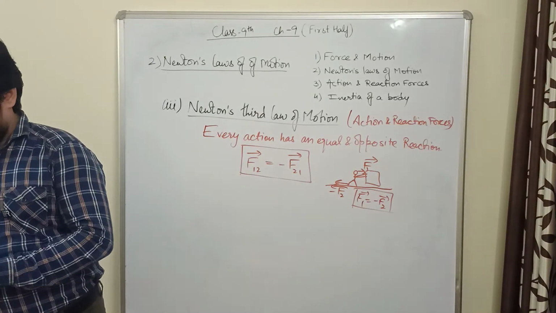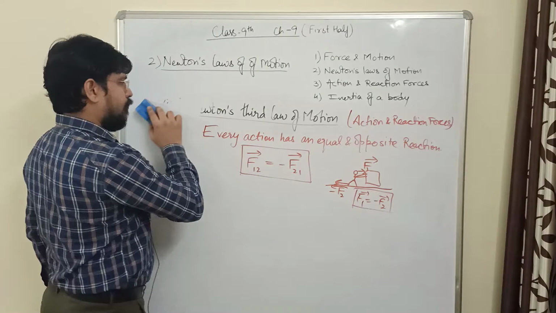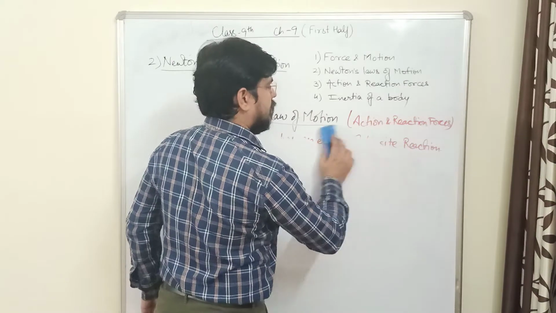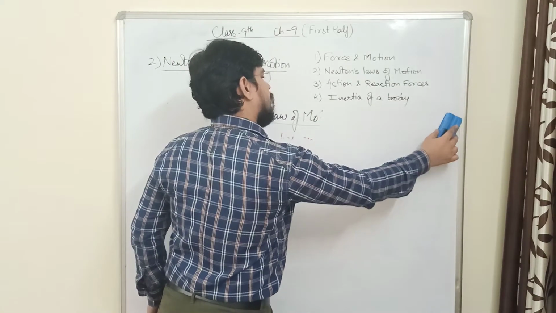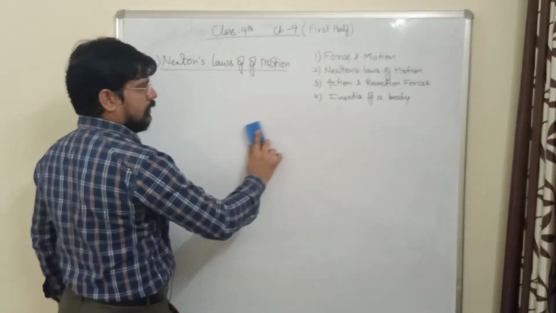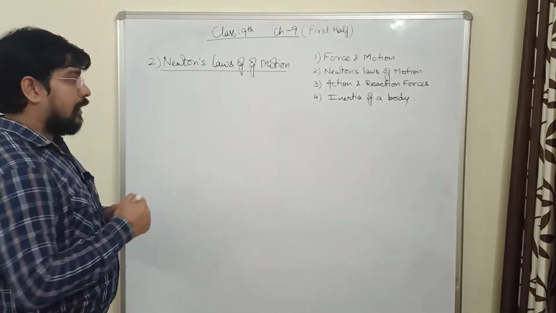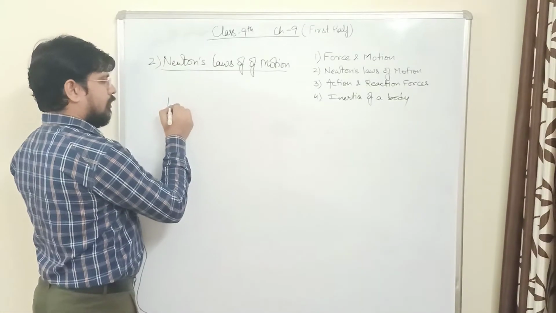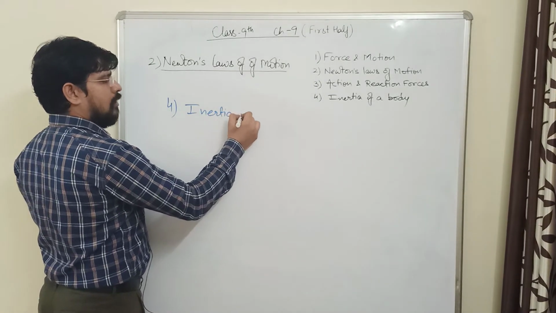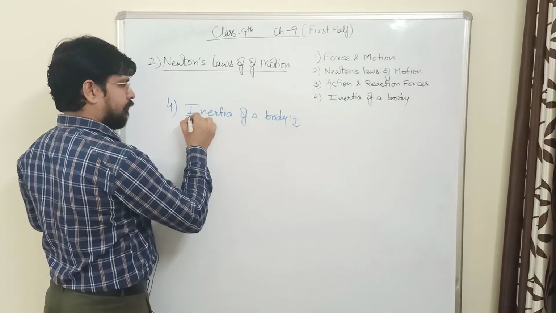Moving on to the next point, let us discuss what is inertia of a body. Inertia is the tendency to maintain the state of motion, and inertia depends on mass. Greater the mass, greater the inertia. So the last topic of today's lecture is inertia of a body. So what is inertia?